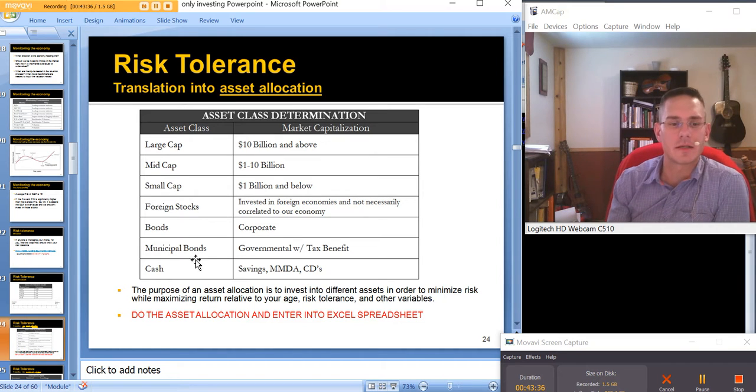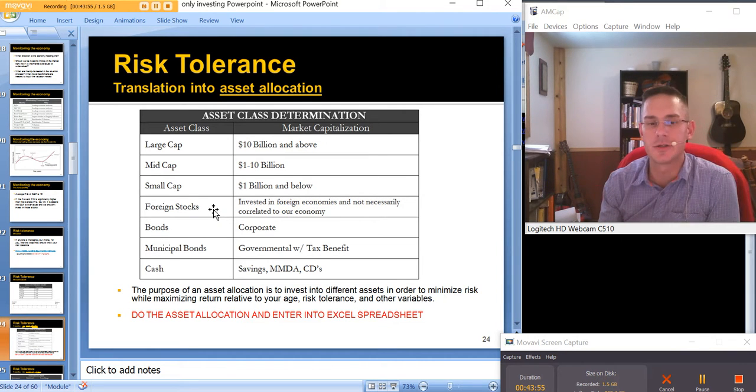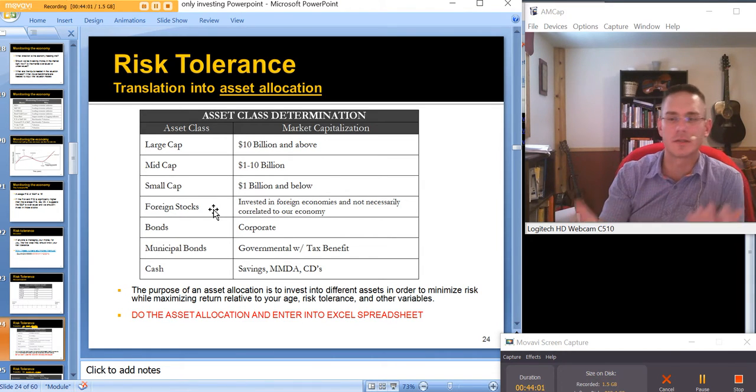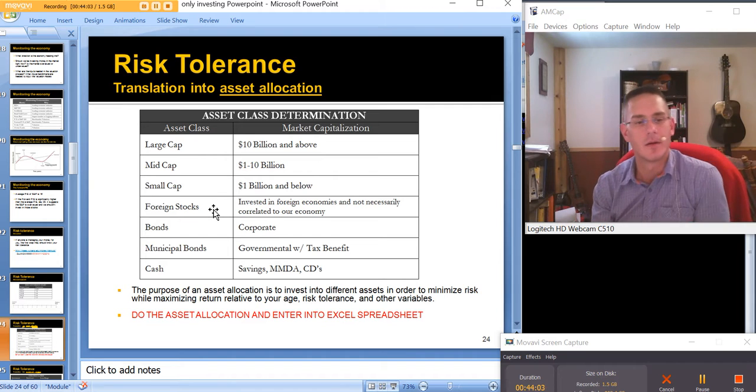The next type of asset class we have is foreign stocks. Foreign stocks are invested in foreign economies on foreign exchanges, and they're not usually assets or investments that are correlated to our economy. So when foreign stocks, or maybe stocks in Germany, go up, that doesn't mean our stock market's going to go down or up or anything else. In other words, they're not related.